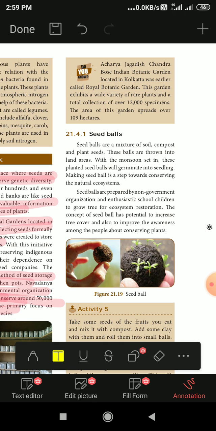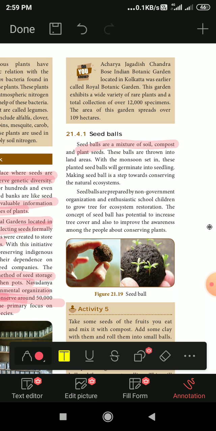Seed balls are a mixture of soil, compost and plant seeds. Plant seeds mixed with the soil compost are made into small balls and thrown into the areas where the vegetation is less. Vegetation means where the trees are less. With the monsoon setting in, these planted seed balls will germinate where we throw them.